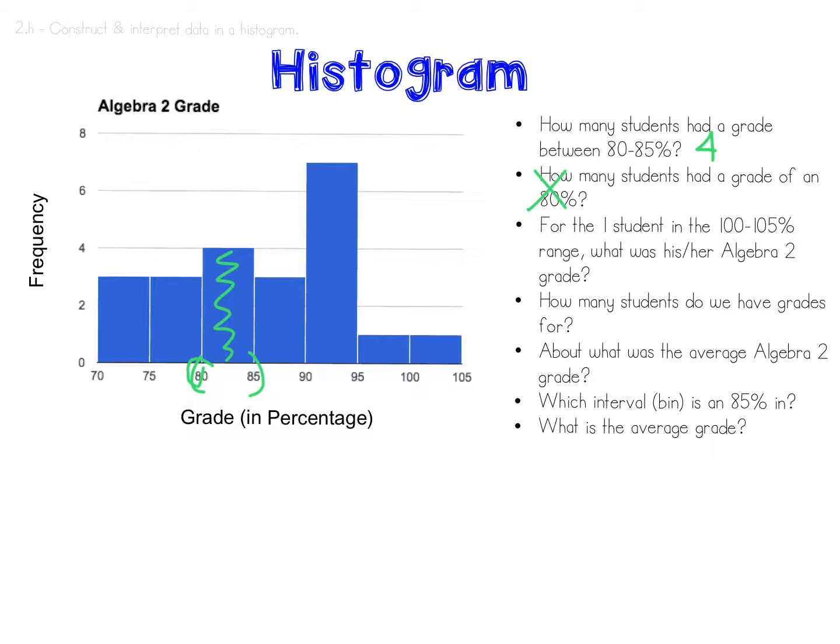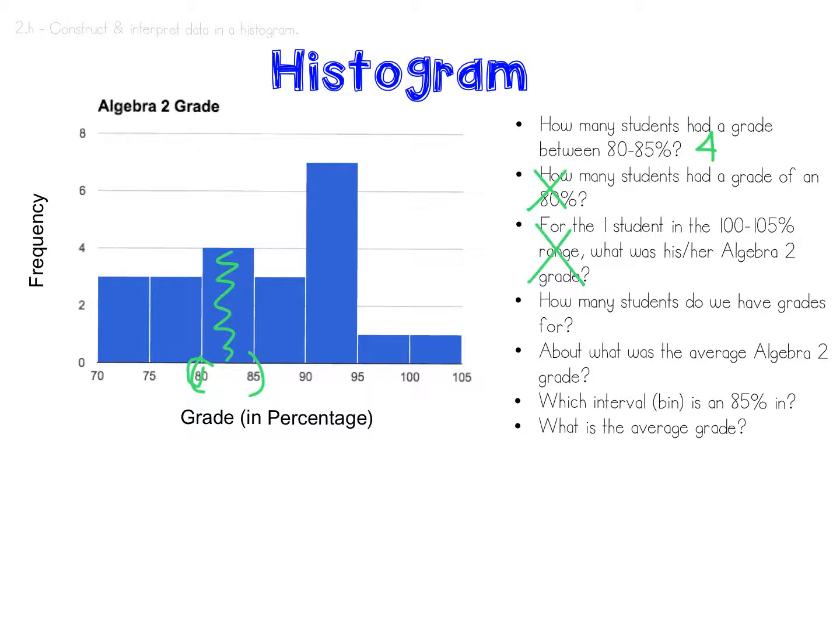All right, so the next question, for the one student in the 100 to 105 range, what was his or her Algebra 2 grade? So again, when I look at this, I see that there's one student. I do not know what the specific grade is because it's in that range of data. So I can't answer that question either.